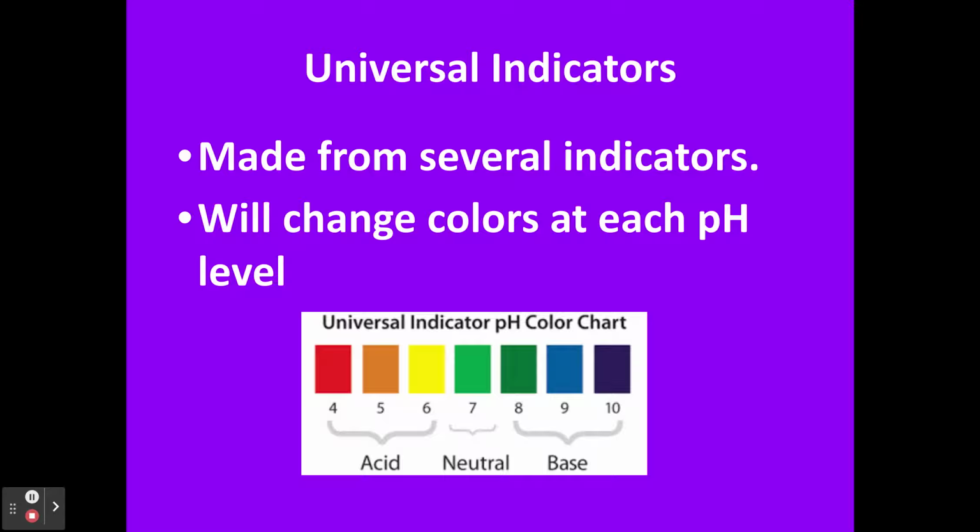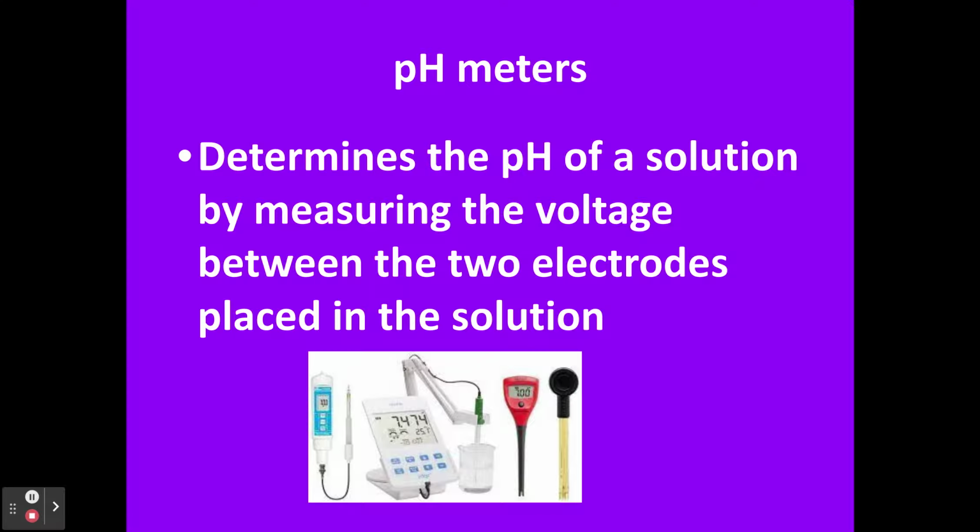Universal indicators are going to be made up from several different indicators put together. We used this in class where we had a liquid that we were dropping into our solutions. And so for each different pH level, you're going to get a different color. pH meters are something that you could use, and you would just simply place these in your solution, and it's going to tell you the pH by using the voltage that is carried between the electrodes. And so the more of an electrolyte the solution, the more of an acid it's going to be.